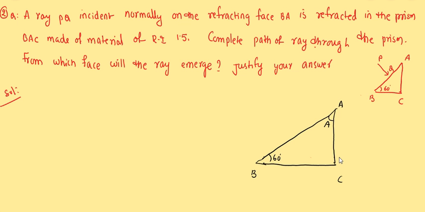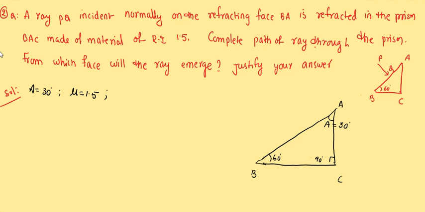Then automatically the A value, angle of prism, becomes... the sum of three angles should be equal to 180. 90 plus 60 is 150. Then A is equal to 30 degree we will get. In the solution we will get the angle of prism as 30 degree. And the refractive index of the prism they give as 1.5. Okay.